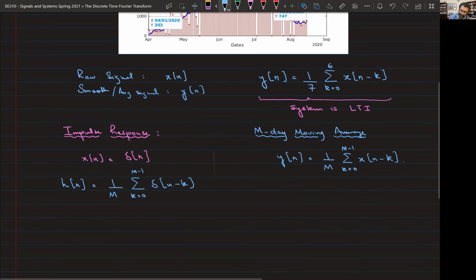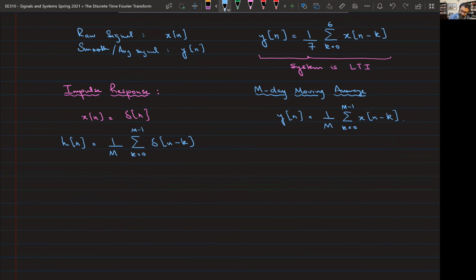And clearly, I mean, this is a train of impulses, okay? And you can see that this is actually 1 upon m, u of n minus u of n minus m. M hoga, yeah, u of n minus m, exactly. Right, so the impulse response is just these ones which start at 0, okay? And dot all the way up to m minus 1.